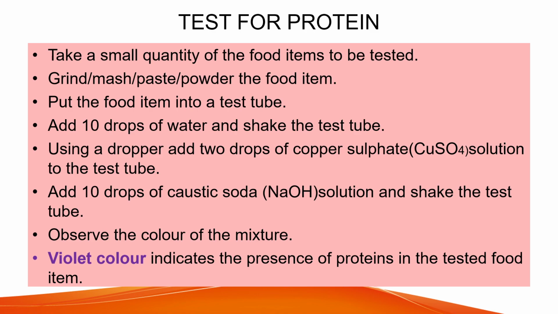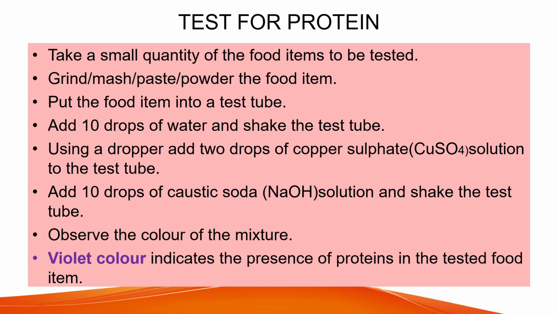We use a dropper and we add 2 drops of copper sulfate solution. You can see the formula also. It is CuSO4, copper sulfate solution. To the test tube, it is blue in color, and also we add 10 drops of caustic soda, that is NaOH, also called sodium hydroxide. Sodium for Na and hydroxide for OH.